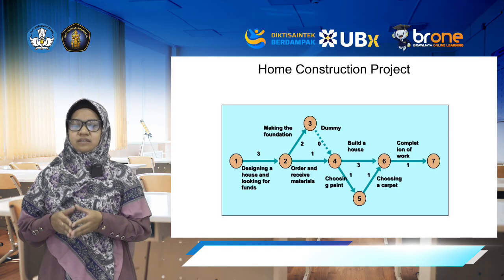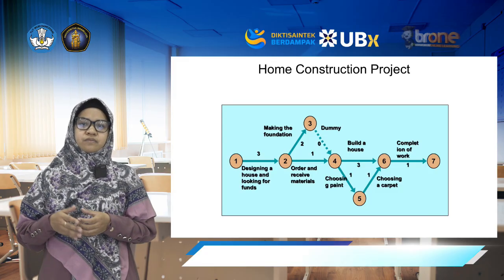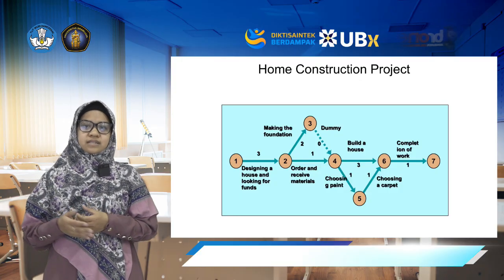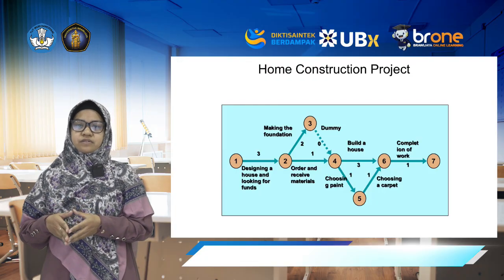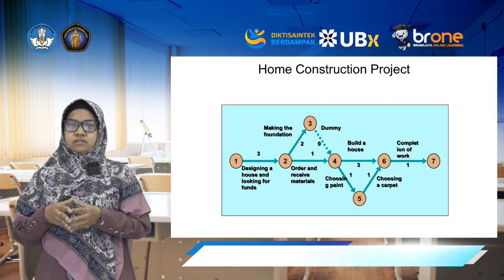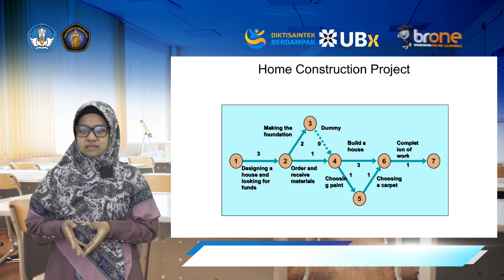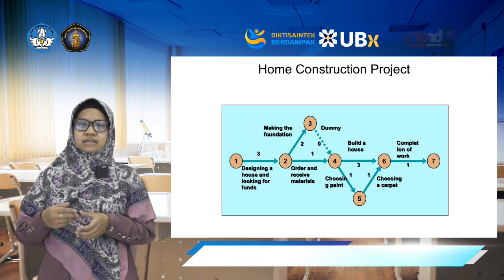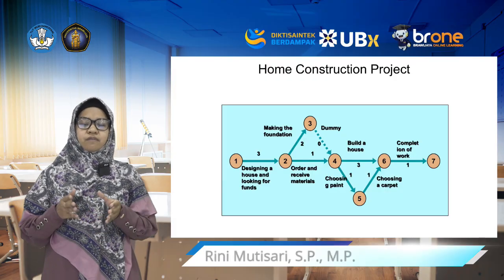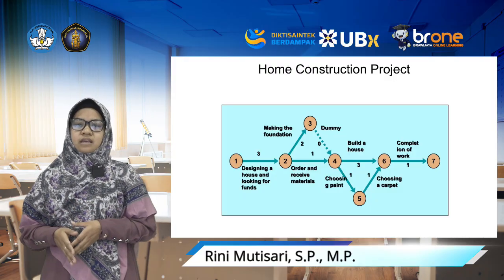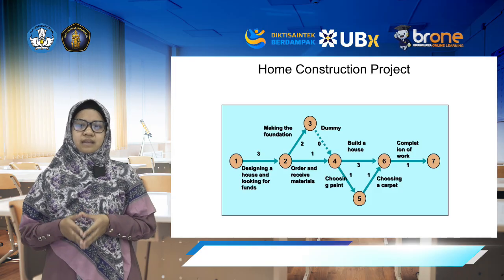Activities at node 4 can start only when both the foundation 3 and the materials 2 to 4 are ready. From node 4, the work splits again: 4 to 6, build the house, 3 weeks, and 4 to 5, choosing paint, followed by 5 to 6, choosing a carpet. All activities converge at node 6 before the completion step 6 to 7. Using this network, we can run the forward and backward passes to find the critical path, compute the minimum project duration, and identify which tasks have slack and which must not be late.